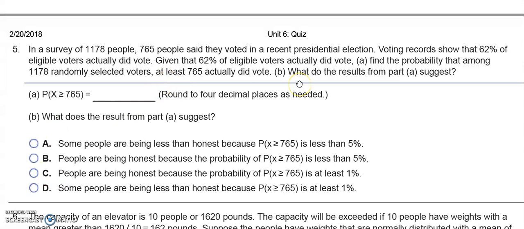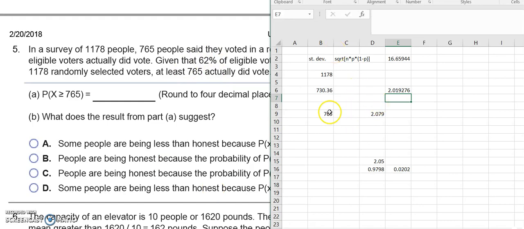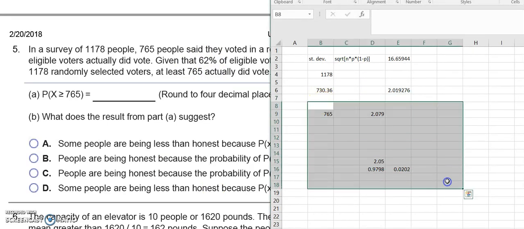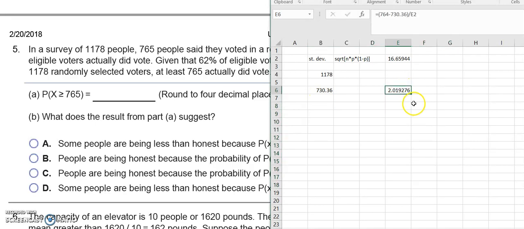Okay, so this is also a similar question. It's a bit tricky though. So in part A, it's asking you the probability that at least 765 people vote. So your mean here is, the 62% is the given probability. So I actually did some calculations here. So this is our population, and this is the 62% of it. You can look at the formula bar. So this is our mean.